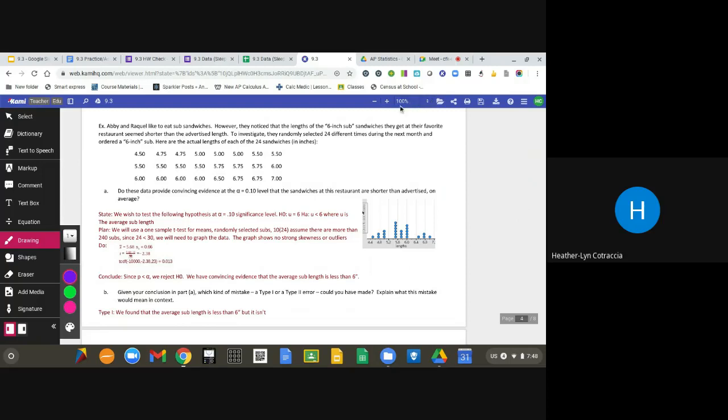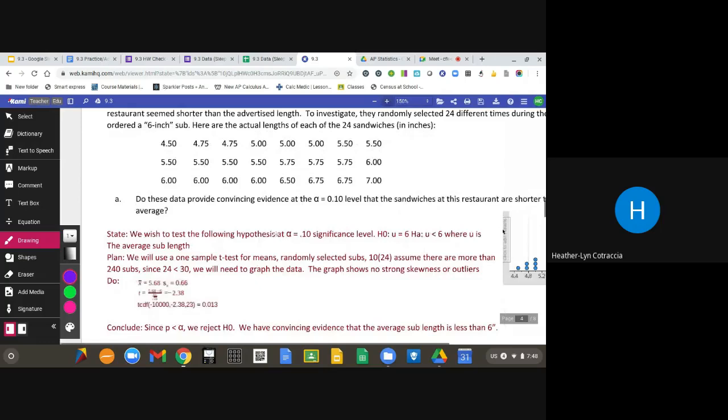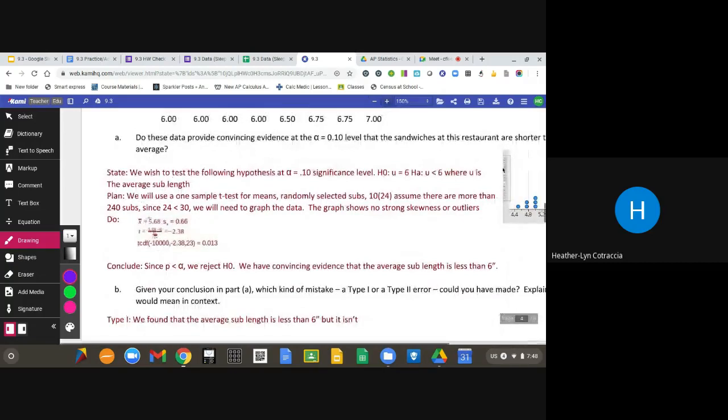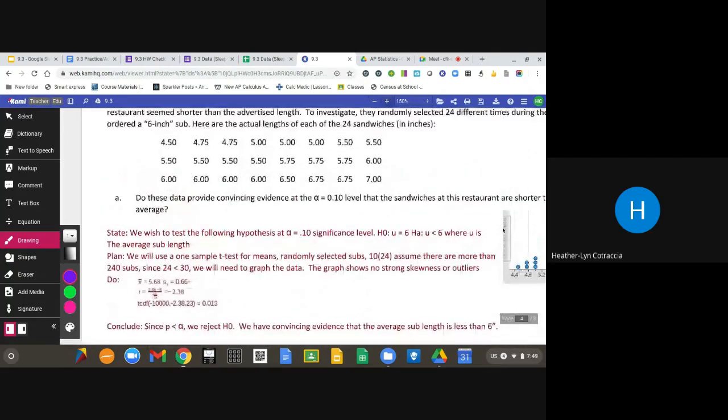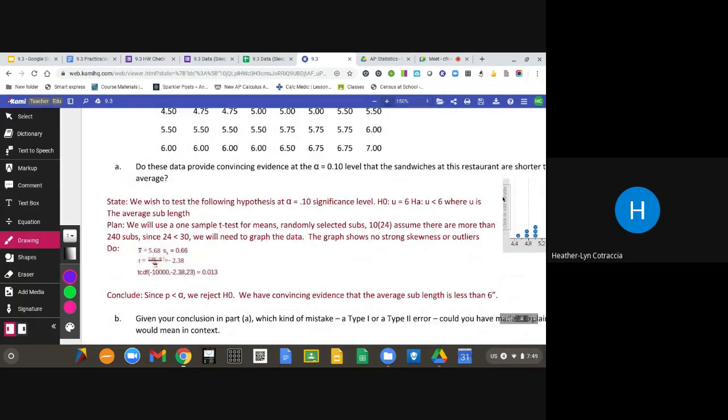Now, let's see if I can zoom in a little. I don't know if that helped, but here's my work for the test statistic. There's my data. I typed it all in the calculator and found my mean and my sample standard deviation, because it is a sample. Then I inputted all those numbers into the test statistic: your sample mean minus your hypothesized mean over the standard deviation divided by the square root of n. That little number right there says 0.66. The calculator gives you negative 2.38.